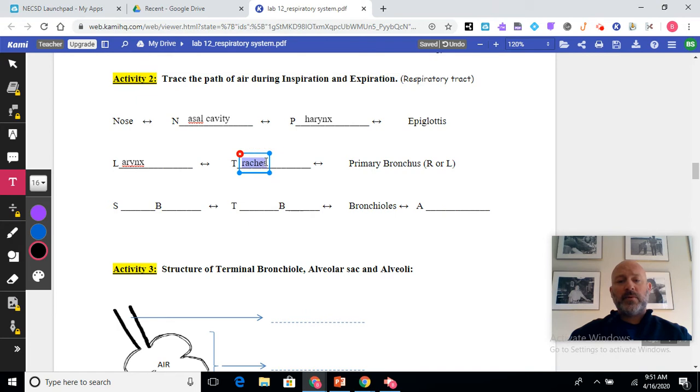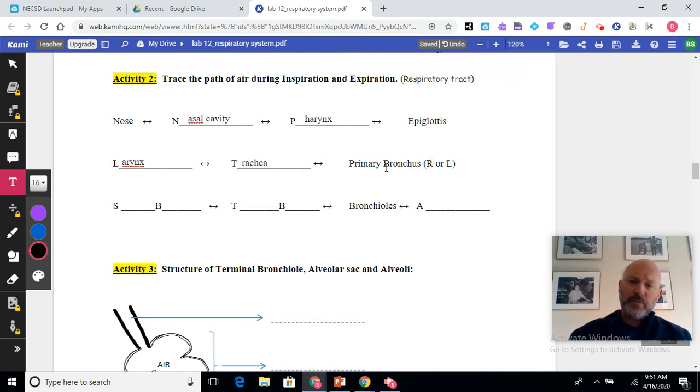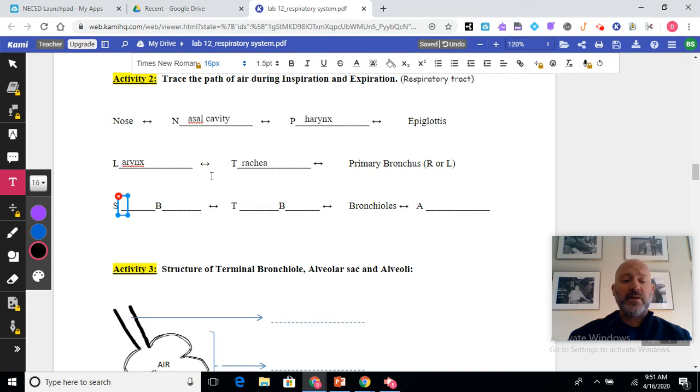Down the trachea, we get to that bronchial tree, and the air gets split into two different directions, the right bronchus and the left bronchus. So from the primary bronchus, we enter into secondary.